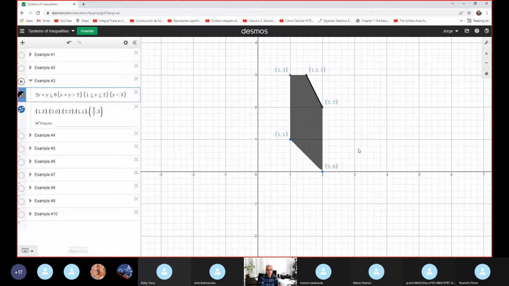Can you understand after that? It's important, the corner. Okay, this is the solution. The solution of this complicated system of inequalities is any point inside this polygon.